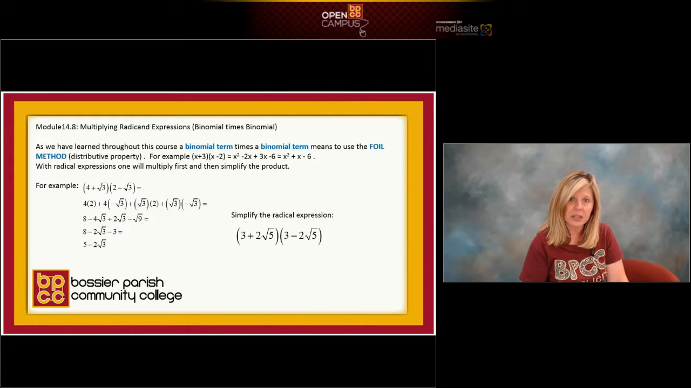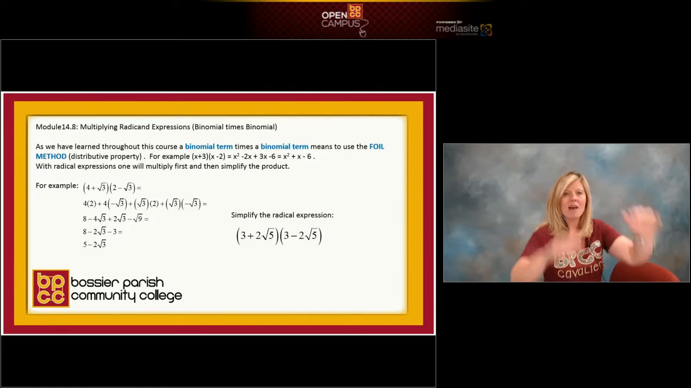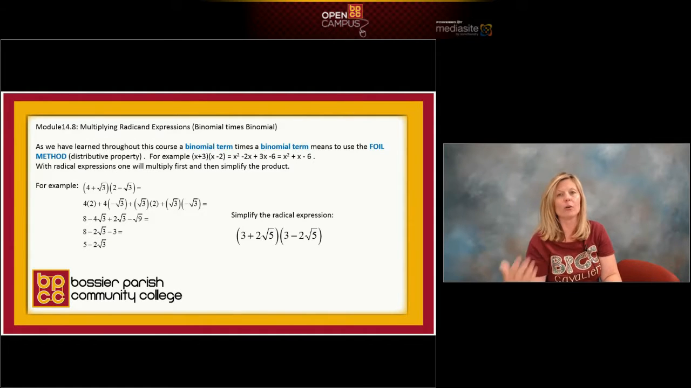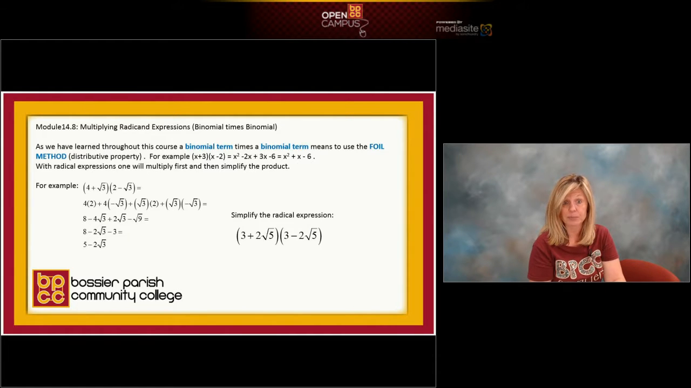So ladies and gentlemen, just because we're in radical world, the rules are not different. If you have a binomial times a binomial, you're still going to do the FOIL method of distributing. So look at my example in the PowerPoint. You have 4 plus square root of 3 times 2 minus square root of 3. You obviously have two terms times two terms. That plus and minus inside the parentheses show you they're two terms. We have to do FOIL. So if we go slow, first would be the 4 times the 2, which would be the 8.